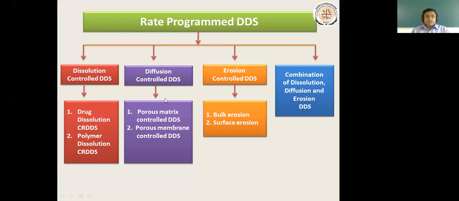The second type is the diffusion control release drug delivery system. Here the drug release is controlled by the diffusion of the drug through the system. These are again classified into 2 types. One is the porous matrix control drug delivery system. So porous matrix means what? Porous is the nature of that drug delivery system.